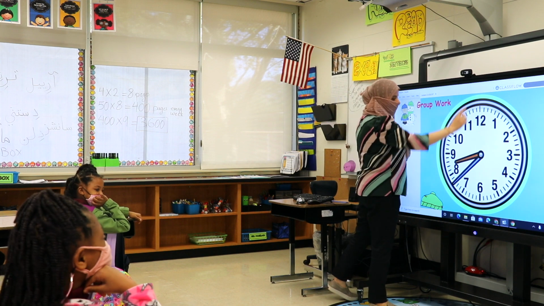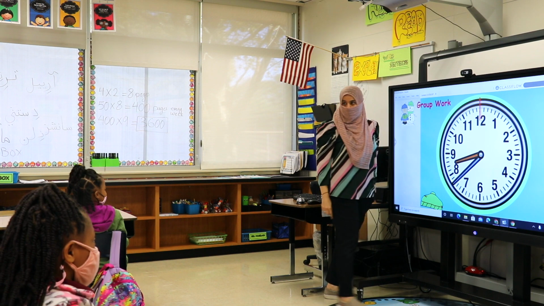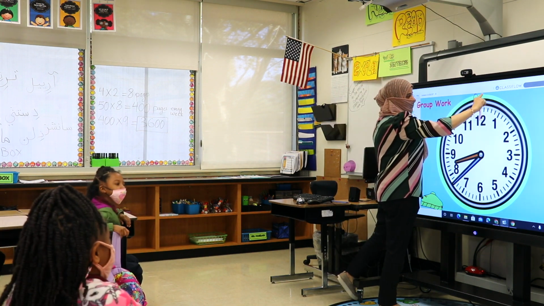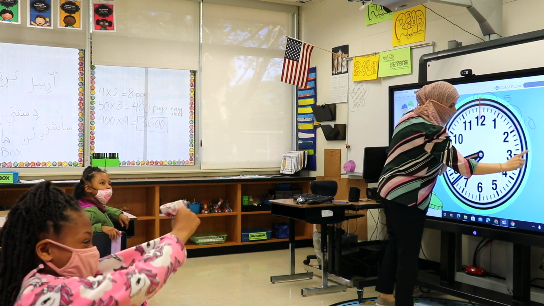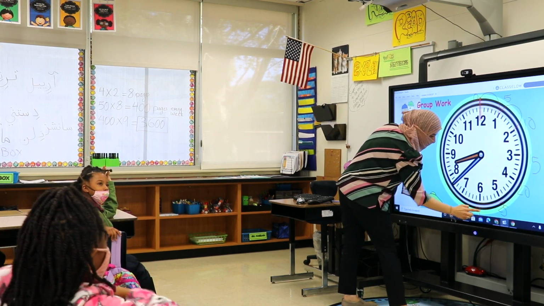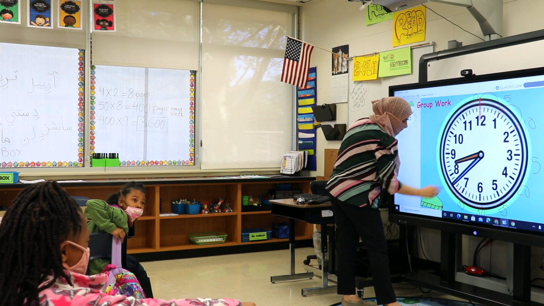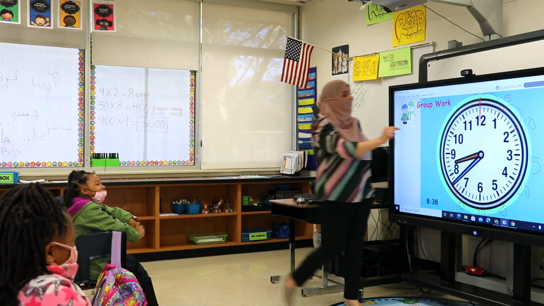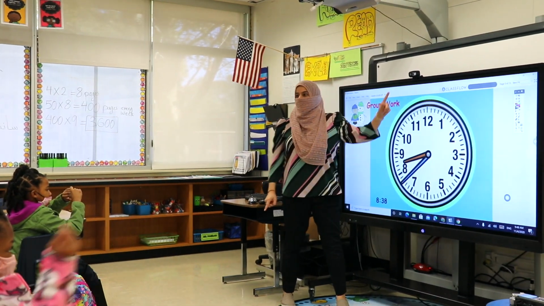Now, I know that when it was 8 o'clock, the minute hand was at 0, right? So the minute hand traveled 5, 10, 15, 20, 25, 30 minutes, and 35. After that, I'm going to count 36, 37, 38. 8:38.